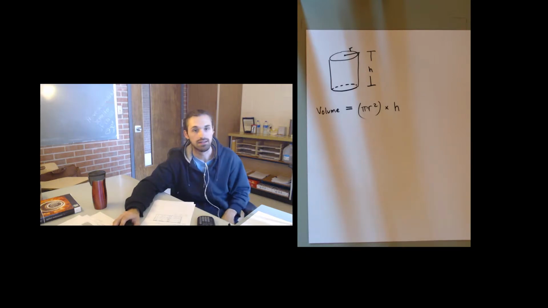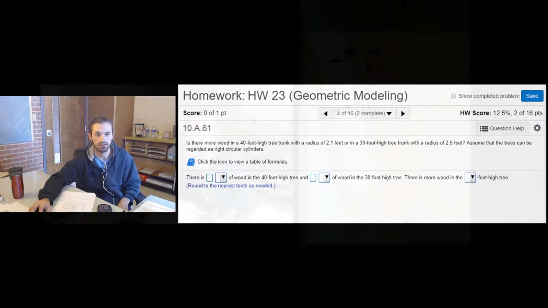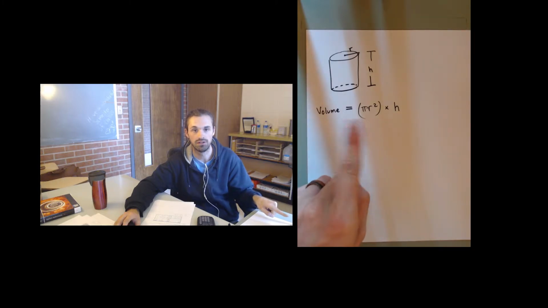So essentially this one, we take the given radius and the given height to compute the volume for both scenarios and then compare the outputs. But this is the equation you'll want to utilize. Pi r squared times h.